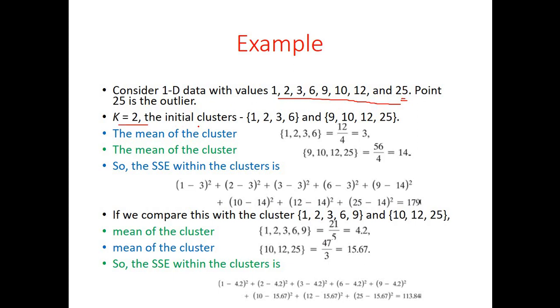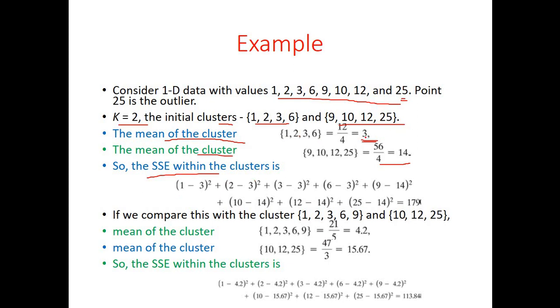K is equal to 2 are the initial clusters we are choosing, and randomly we are assigning 1, 2, 3, 6 to one cluster group and 9, 10, 12, 25 to another cluster group. The mean of the first cluster is 1, 2, 3, 6, that is 12 divided by 4, 3. The mean of the second cluster is 9, 10, 12, 25, that is 56 divided by 4, that is equal to 14. And now we will calculate the SSE value for each cluster group.